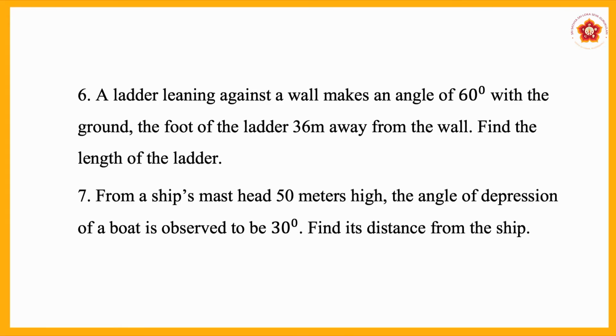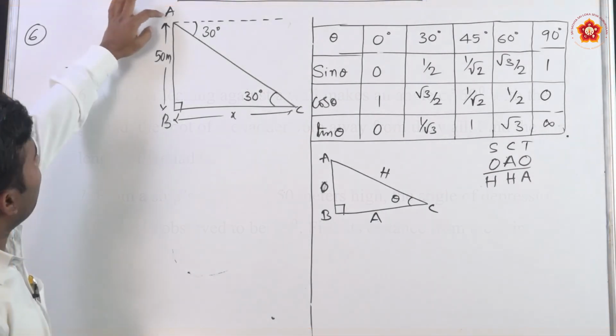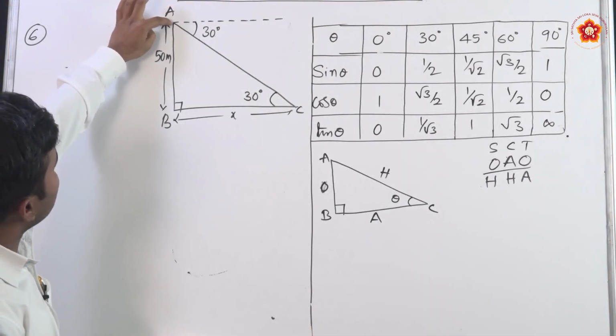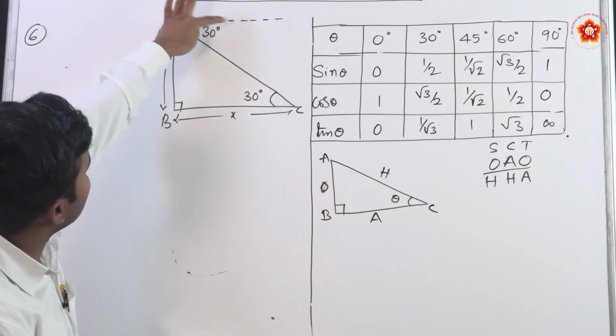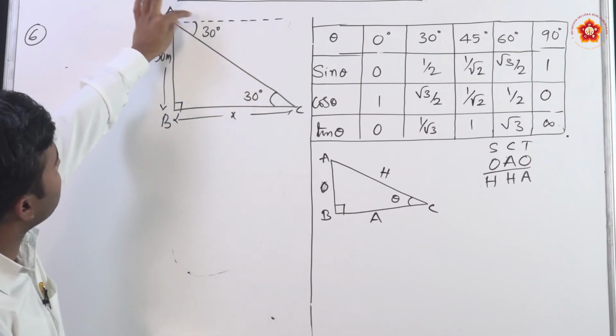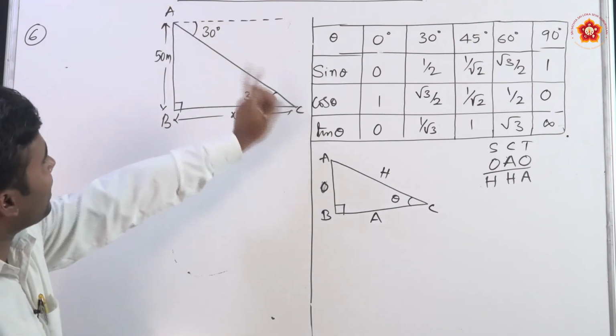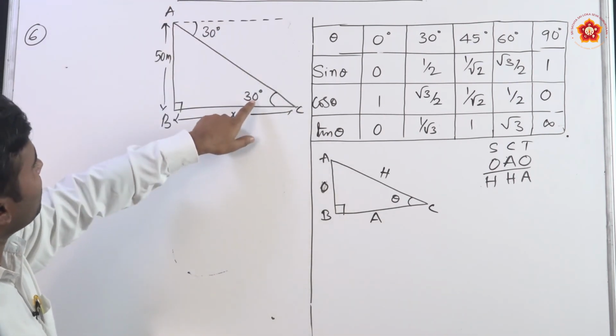Here, this is actually related to the second problem which we solved just before starting this problem. See, here the height of the masthead of a ship is 50 meters and the angle of depression is observed to be 30 degrees, and we have to find the distance of the ship. See here, this is the angle of depression. With reference to the horizontal line, we observe it to be 30 degrees, and this becomes the angle of elevation with respect to that. So now it is 30 degrees.